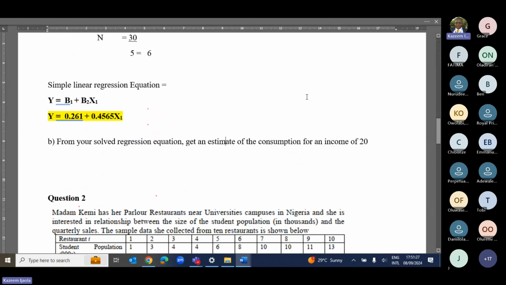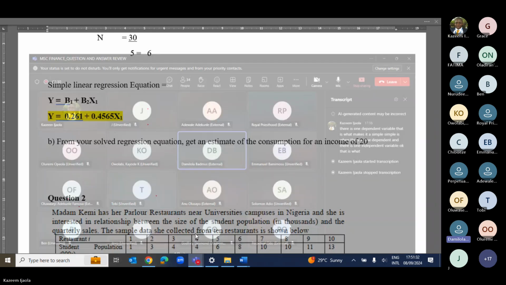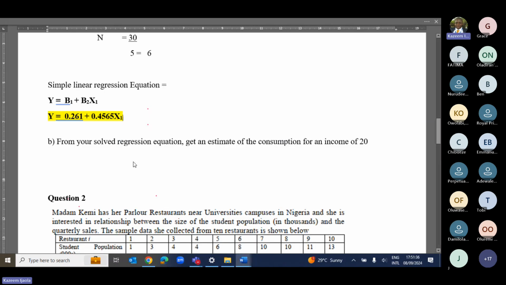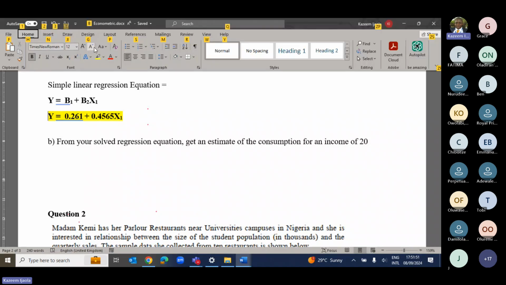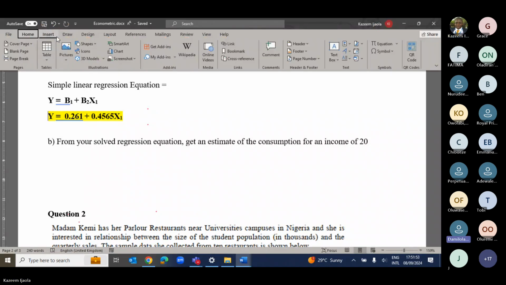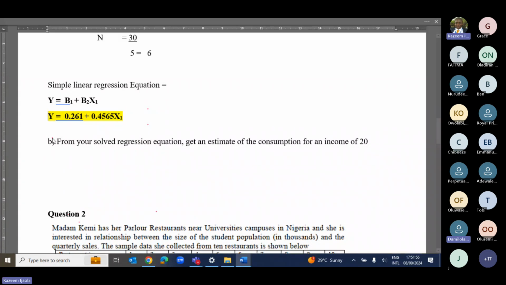Somebody wanted to speak, go ahead and speak now, please. I wasn't sure, that's why it's not supposed to be Y cap equal to 0.261. Y means actual, so we are doing Y cap. So are you saying that our equation should be in cap? Yes, this one should be in cap because it's an estimate, not an actual.